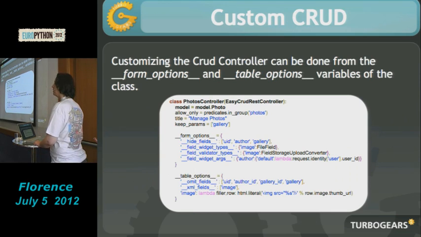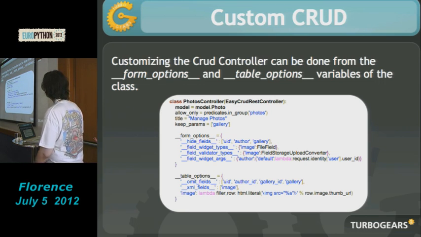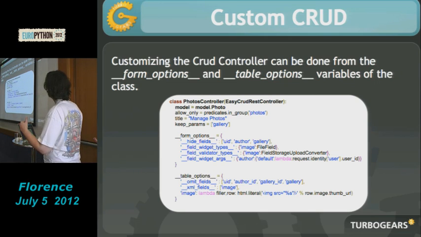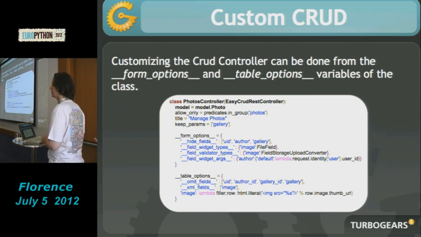Of course, you can customize the EasyCrudRestController a lot. Customization is available through a declarative interface, and most of it is available using the form options and table options. In this case, you are looking at a photos controller, which makes it possible to manage photos. So we have the same 2 lines that you have seen before, which are in bold, and then under them, we are telling the controller that we want only people inside the photos group to be able to access that controller, because we don't want anyone to touch our photos.